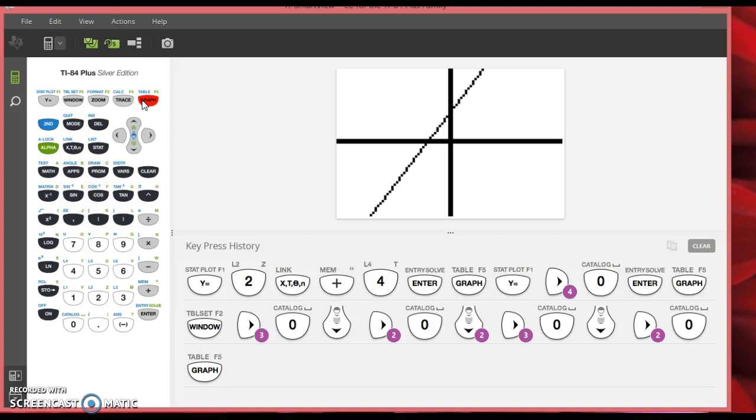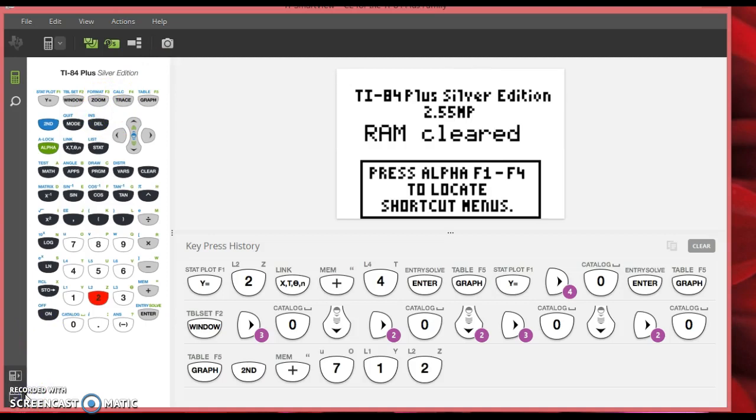So this is a quick way to get back to your original window. But don't do that if you have things programmed. Do you guys understand? Hit graph. Now, second plus set on 2. And go to y equals.